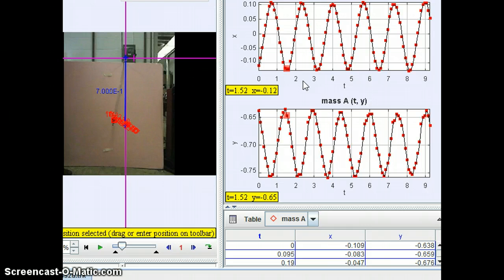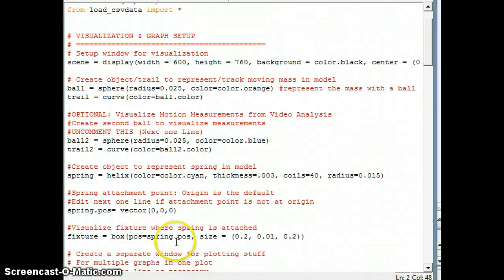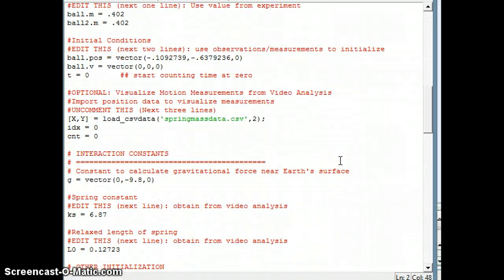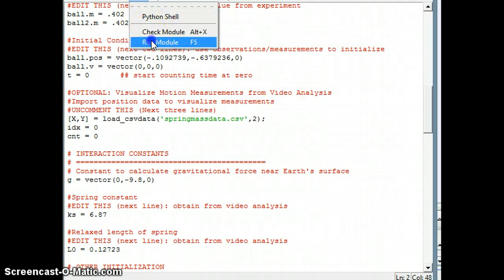The initial conditions for this lab, which can be seen right here, are that the mass of the ball is equal to 0.402 kilograms, and that the initial position of the ball is at negative 0.109, negative 0.638, 0. The initial velocity of the mass is 0, 0, 0. We found the K_s to be 6.87 and the initial length of the spring to be 0.12723 meters.